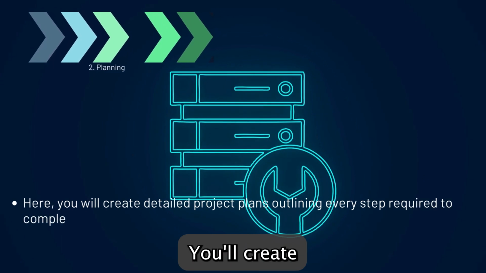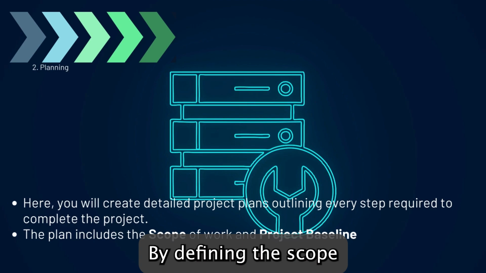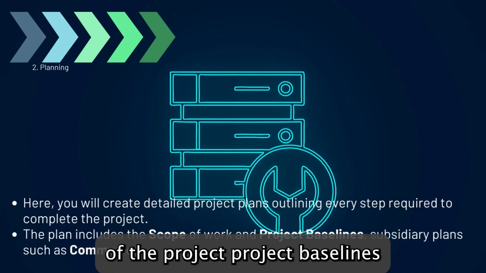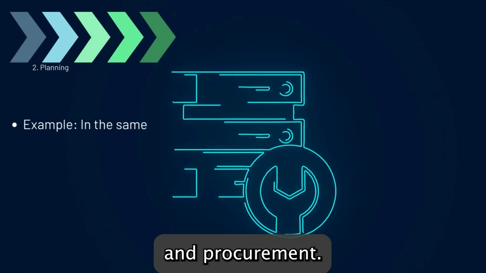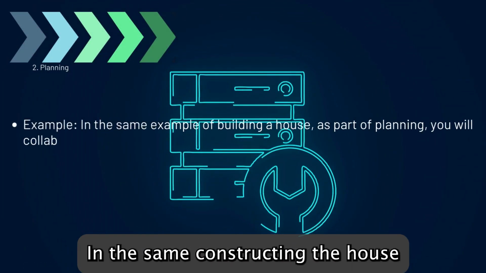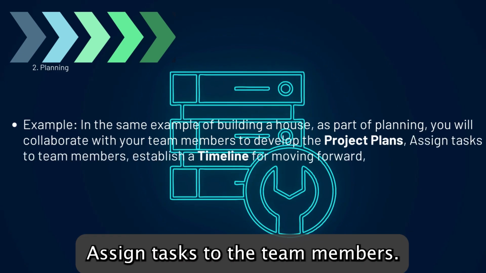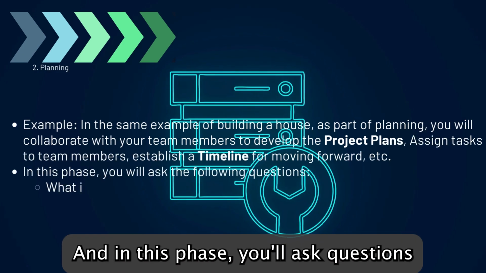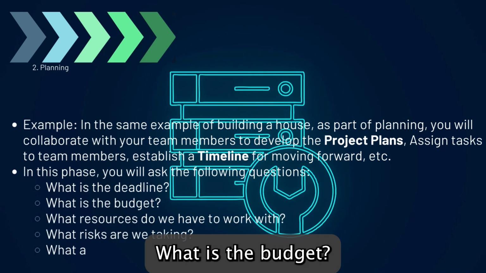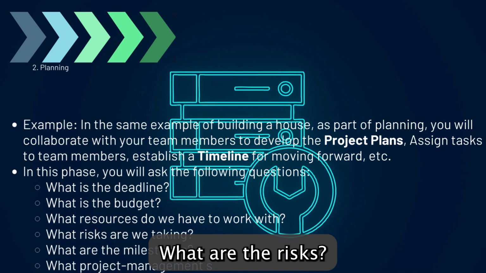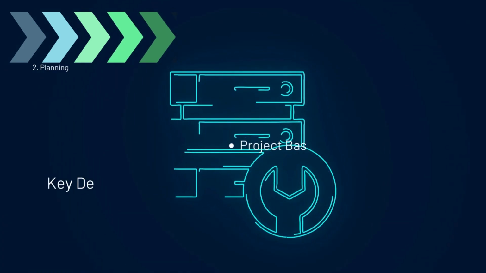In phase 2, you'll create the detailed project plan outlining every step required to complete it by defining the scope of the project, the baselines, and the subsidiary plans: communication, risk, quality, and procurement. In the same constructing the house example, you'll collaborate with team members to develop project plans, assign tasks to the team members, and in this phase, you'll ask questions such as, what is the deadline? What is the budget? What resources do we have to work with? What are the risks? What are the milestones? And what project management software should we use?